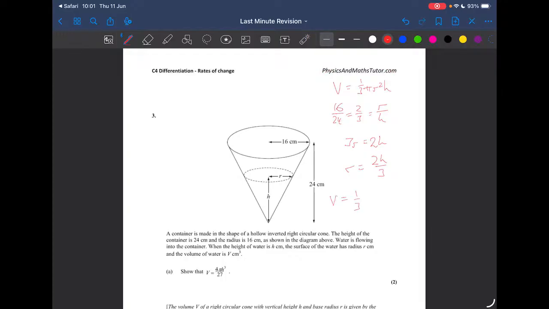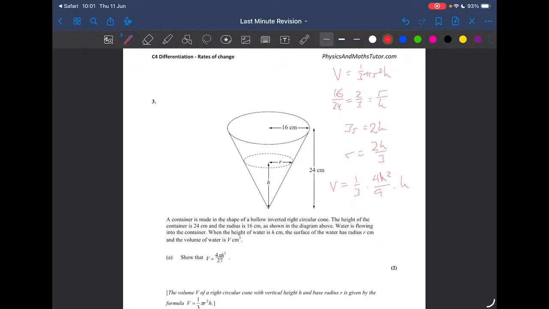So it's going to be a third. If we square that thing on the top, we get 4h squared. On the bottom we square it, we get a 9. Times by another h. So what do we have? 4 on the top, h cubed on the top, and a 27 on the bottom. Oh, where's my pi gone? Oh, yeah, I should have just had a pi. There should just be a pi in there. Pi. Lovely, jubbly. So, a bit sneaky.